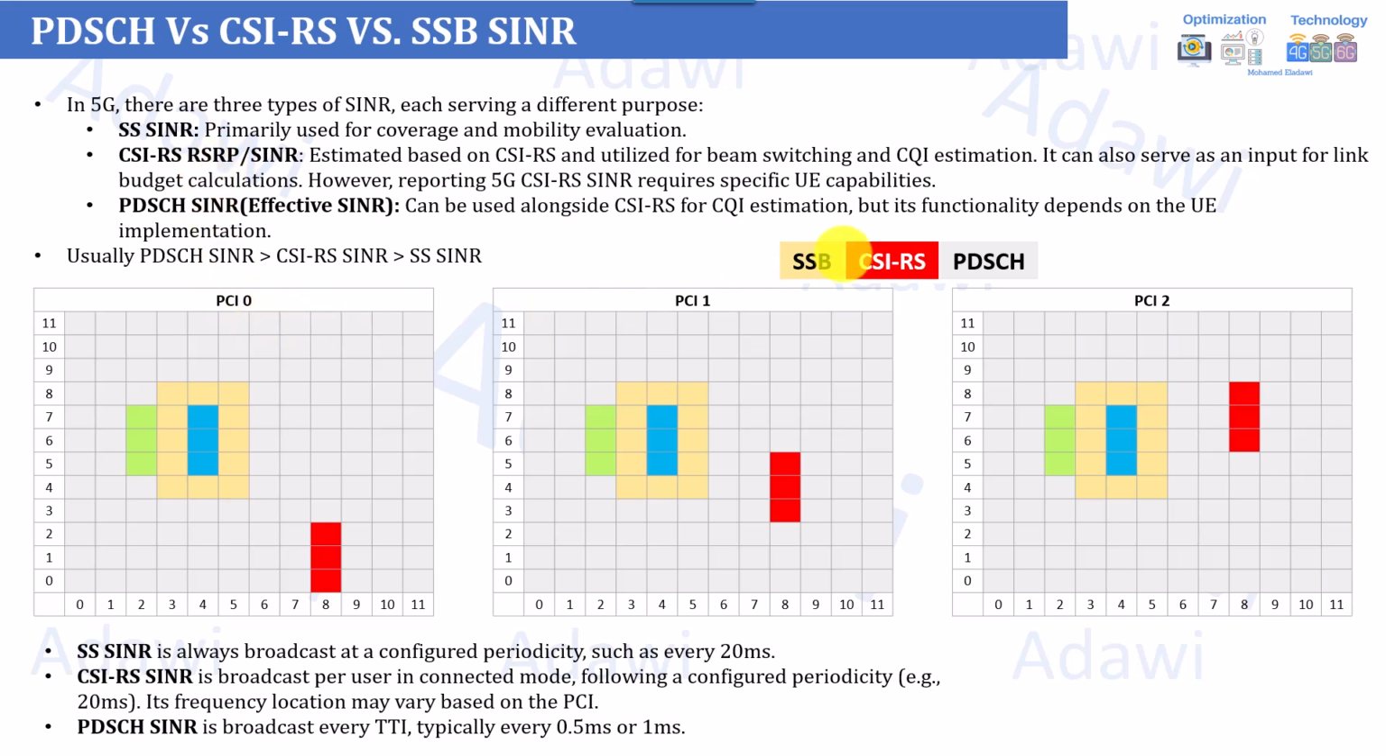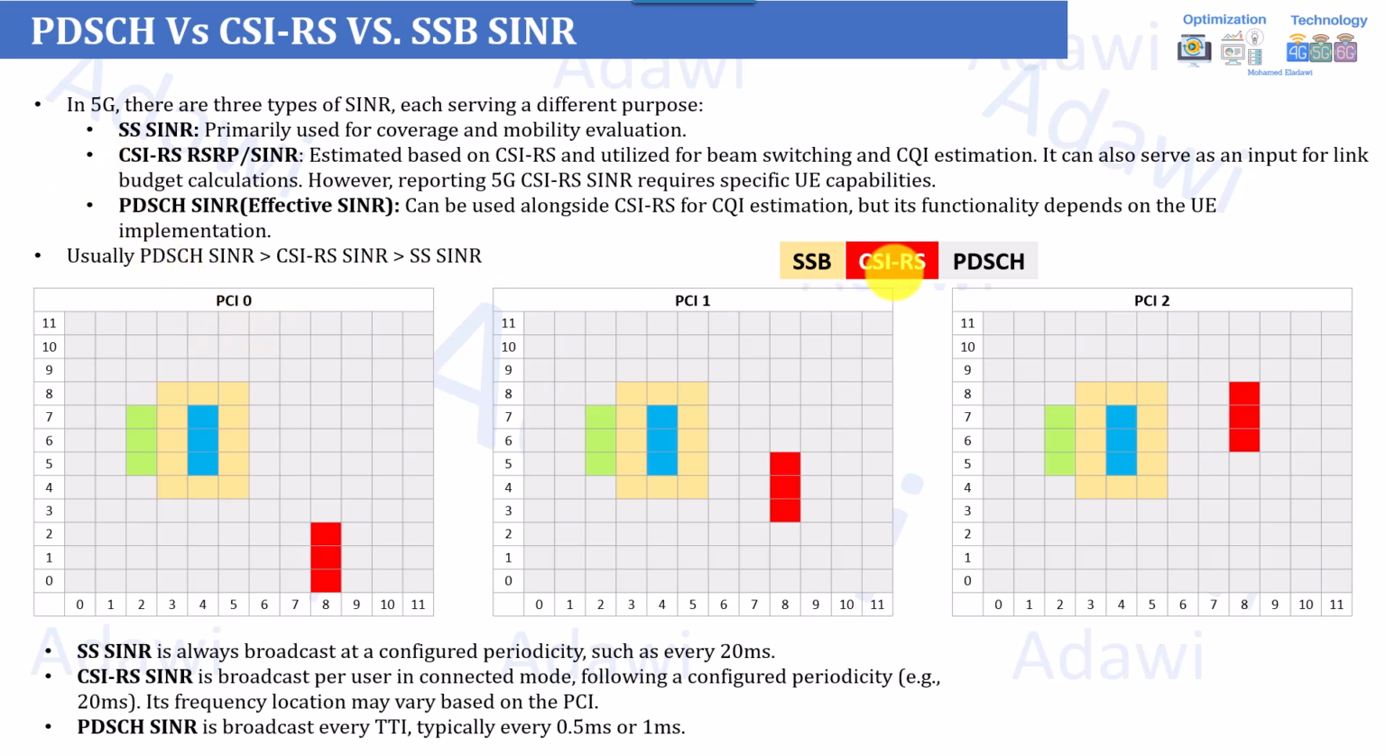The second type is related to CSI-RS SINR, as well as RSRP, which is mainly used for estimation based on CSI-RS. For example, the CQI and even beam switching estimation can be done based on the CSI-RS reporting in general, even RSRP and SNR. It can also serve as an input for link budget calculation. But again, as highlighted in the previous slide, CSI-RS SNR reporting requires specific UE capabilities, and I already highlighted how to check this.